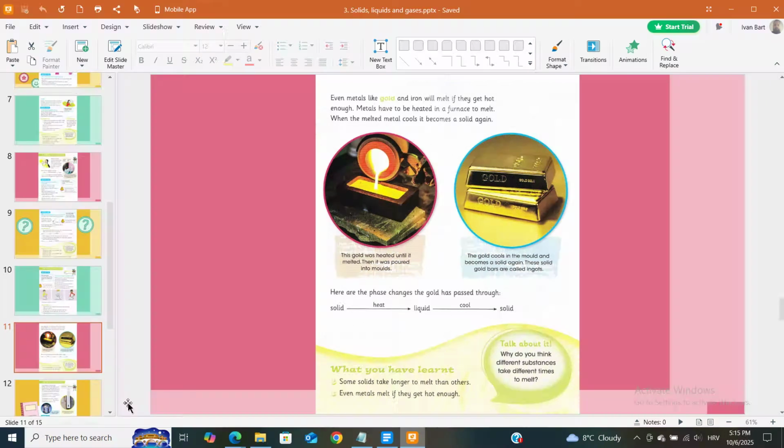What you have learned: some solids take longer to melt than others. Even metals melt if they get hot enough. Talk about it. Why do you think different substances take different times to melt?